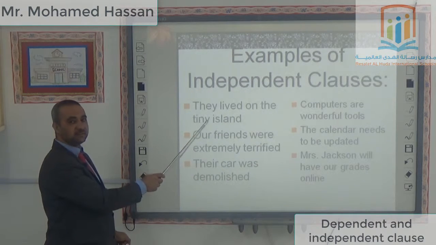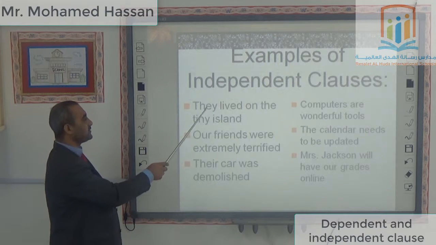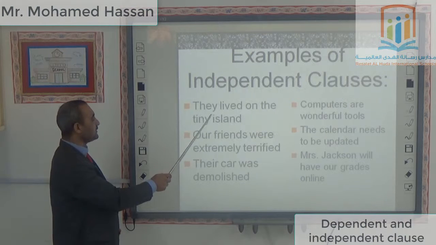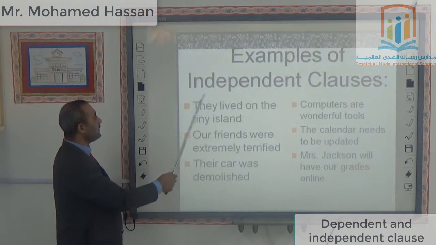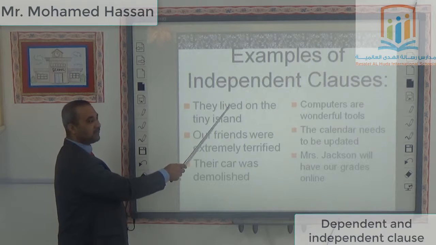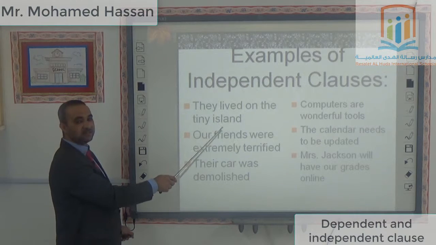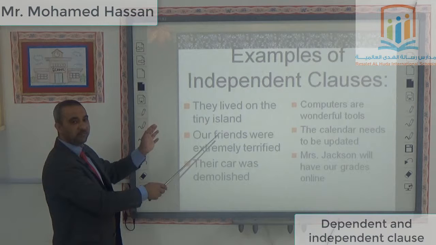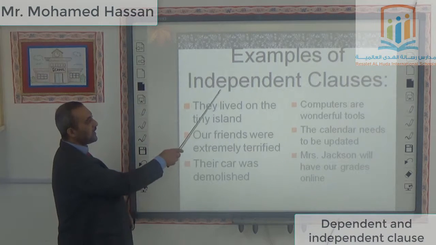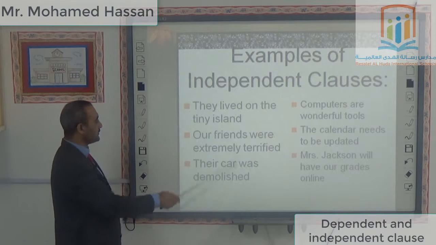If you look at these sentences, okay, we have a subject and predicate. Let's look at the first example. They lived on the tiny island. The word "they" is a subject. "Lived on the tiny island" is a predicate. It gives you a complete meaning. It can stand alone, okay? So, it's an independent clause.